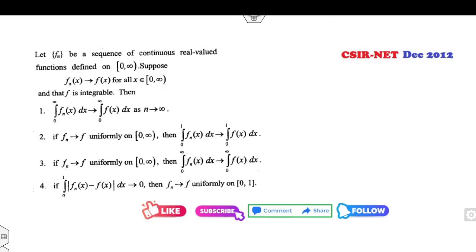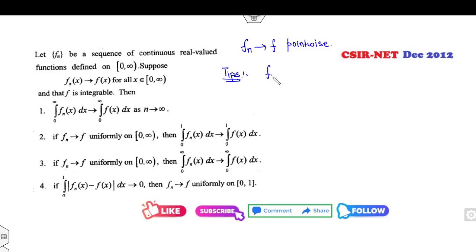Okay, look at this another one. fn is a sequence of continuous functions such that fn converges to f pointwise and f is integrable. Fine. Then your target is to check whether... okay, first of all, firstly I will give you the tips.